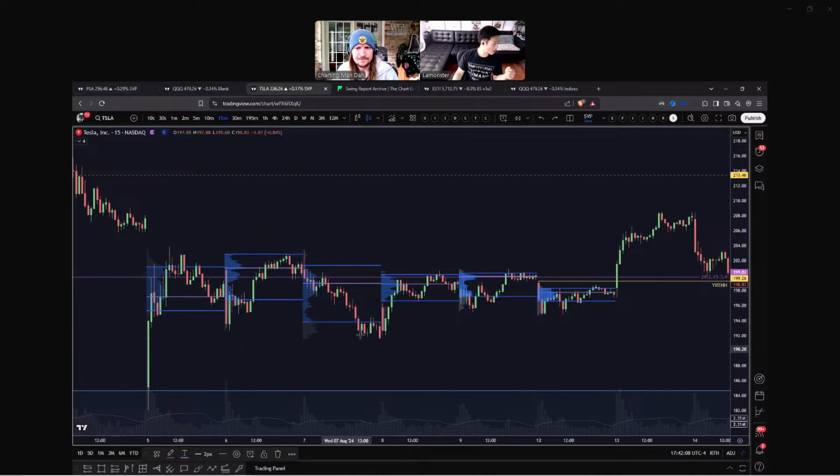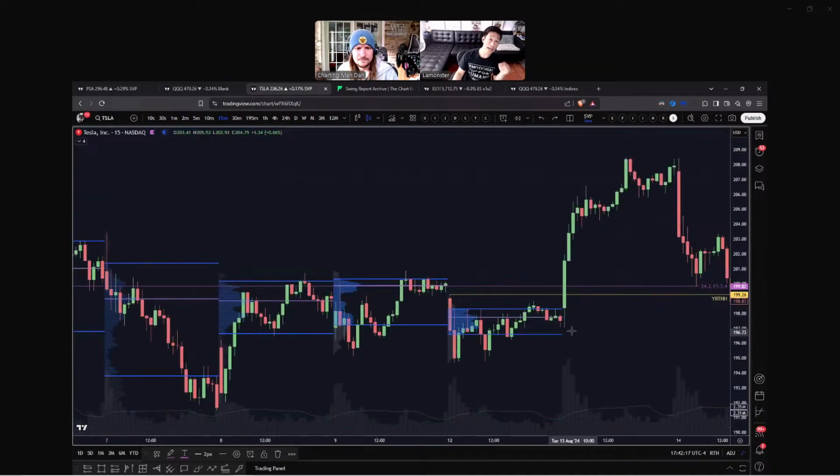This day, value area low test. We break under the value area low. This day, value area low test. This day, value area low test. This day, they did not get there. So to me, this was early indication. And again, I could have been wrong. I could have easily been wrong.